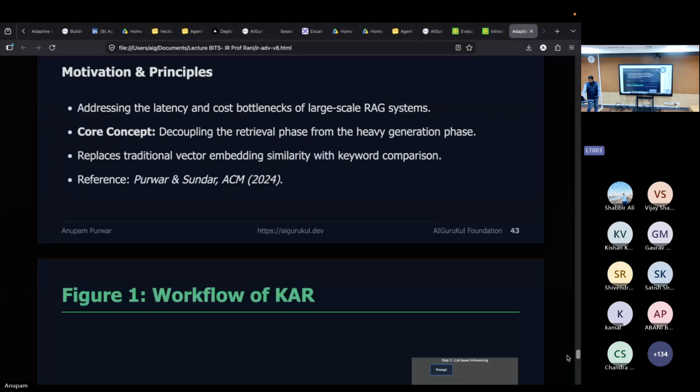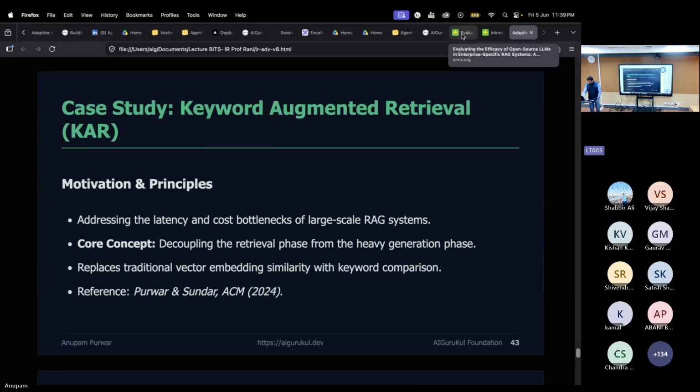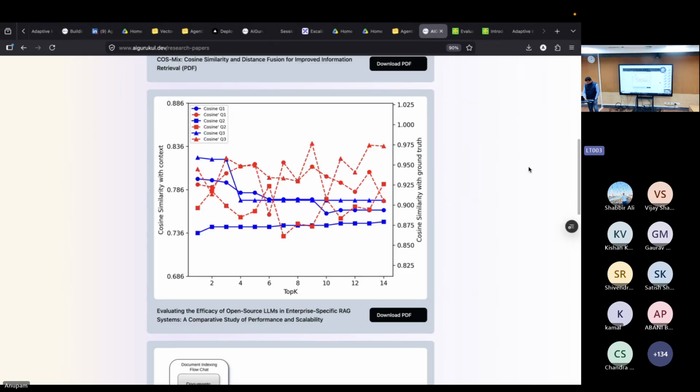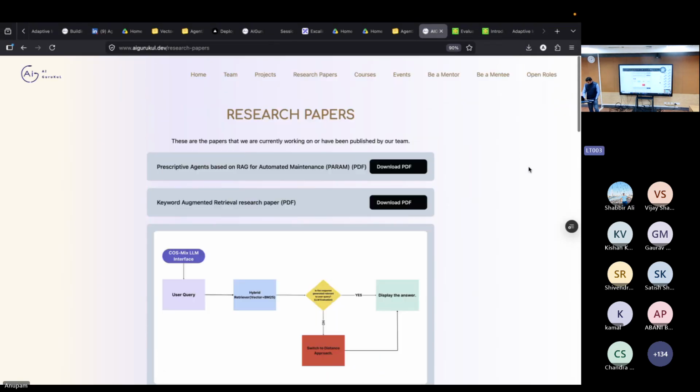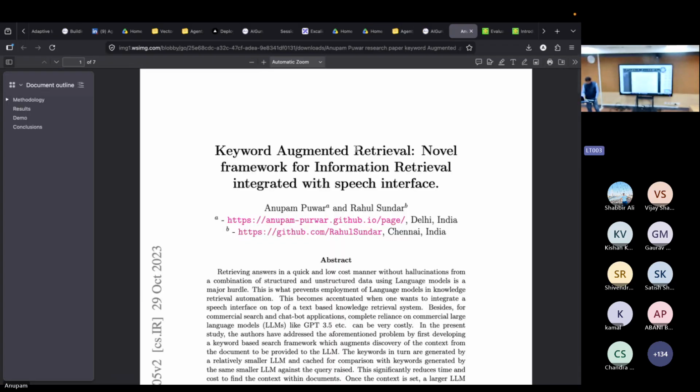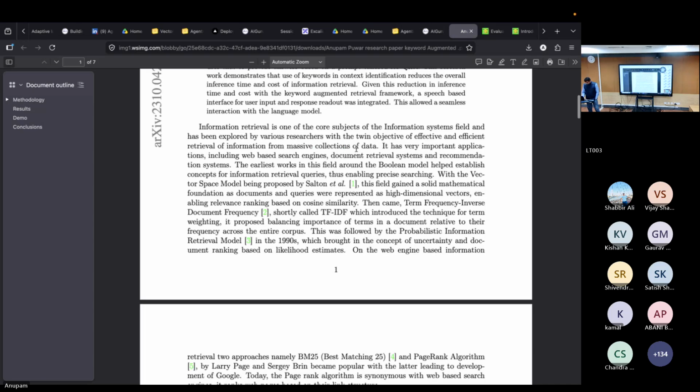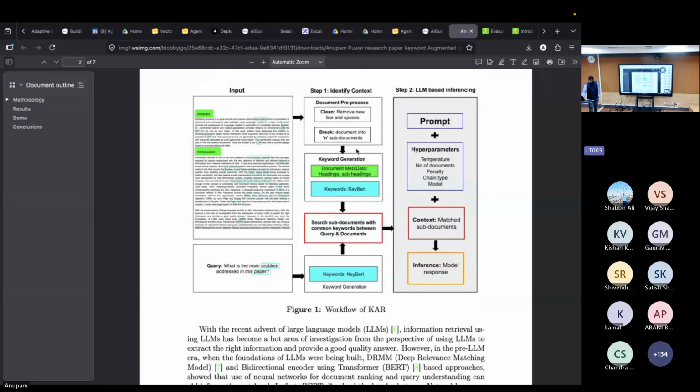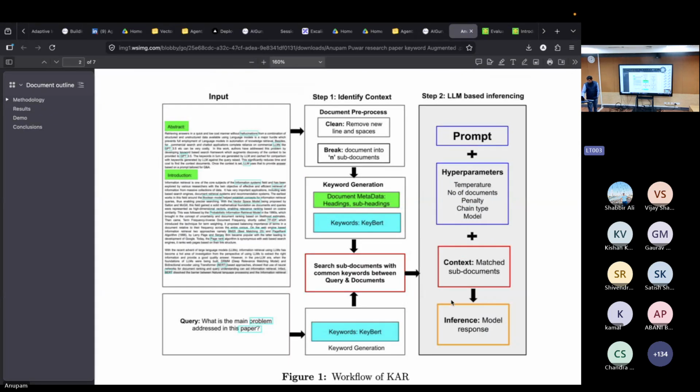Yeah. So this paper is also available online. So I'll just open that. Yeah, keyword augmented retrieval. Okay. So this gives you a very good view of RAG also, retrieval, and then the approach that we highlighted in this paper.